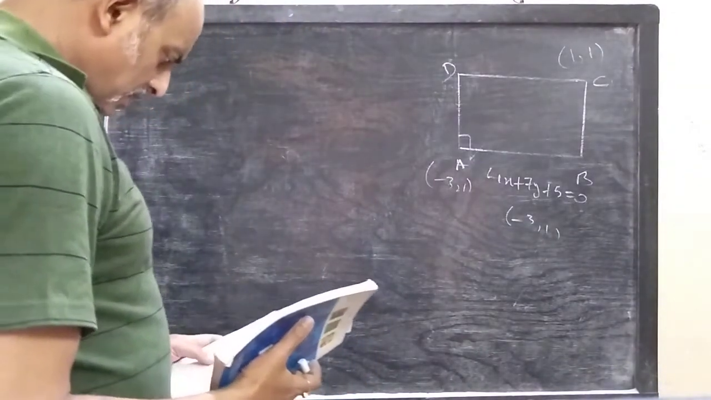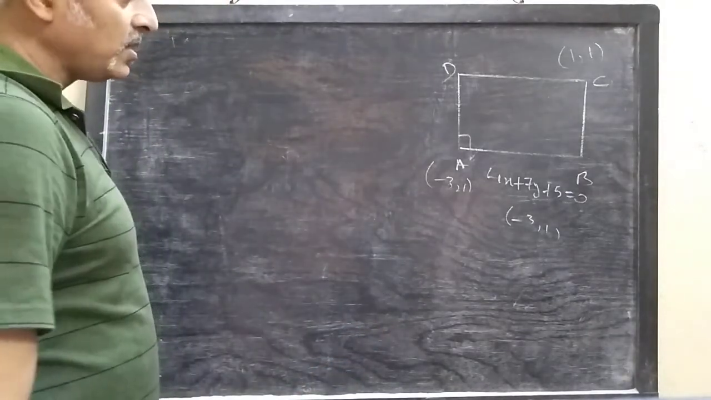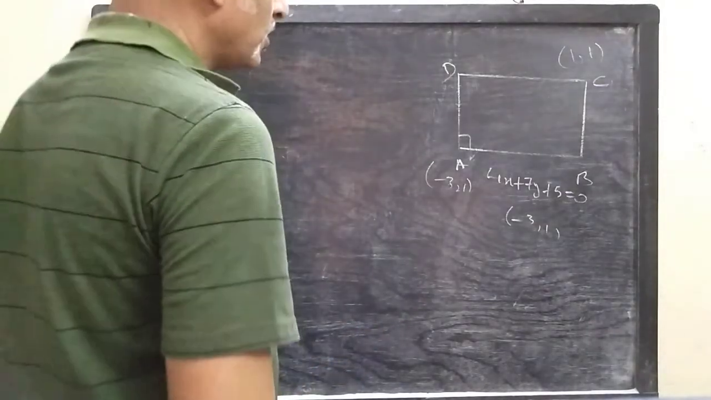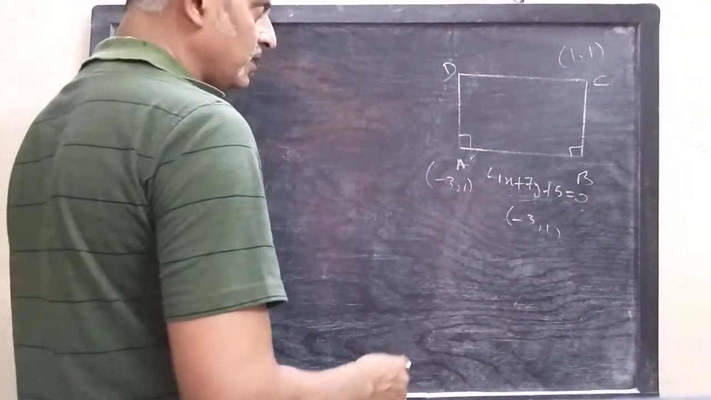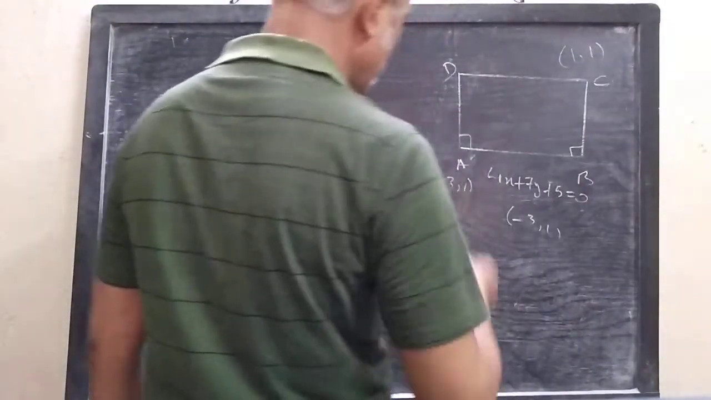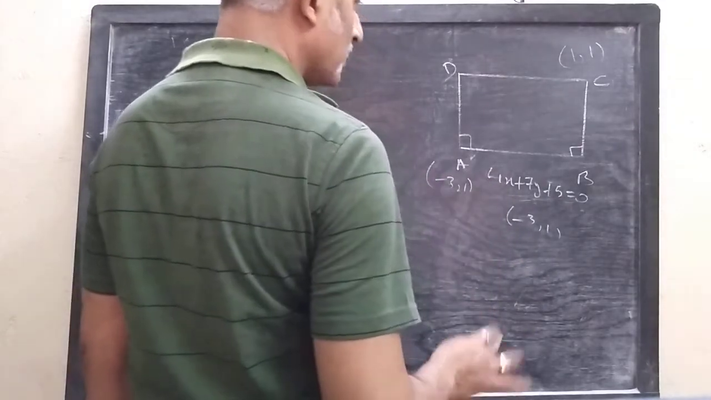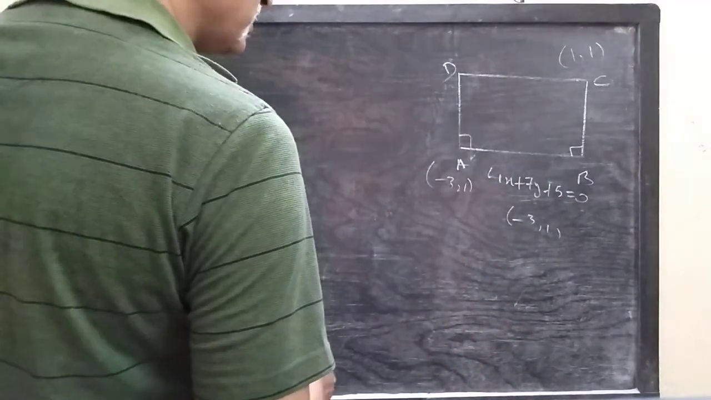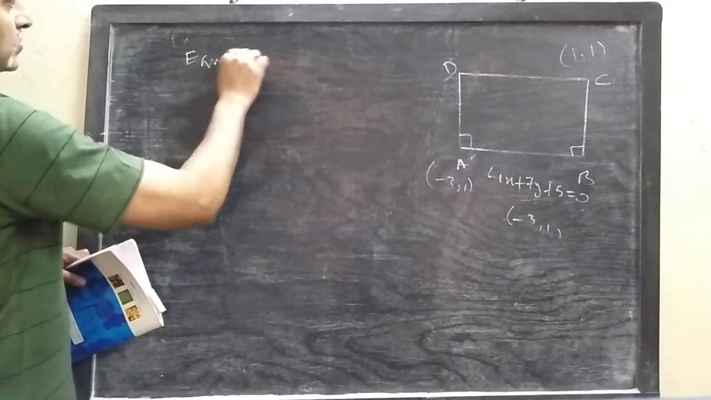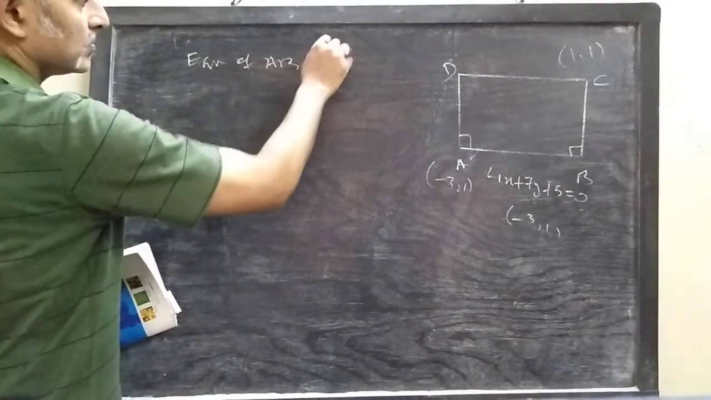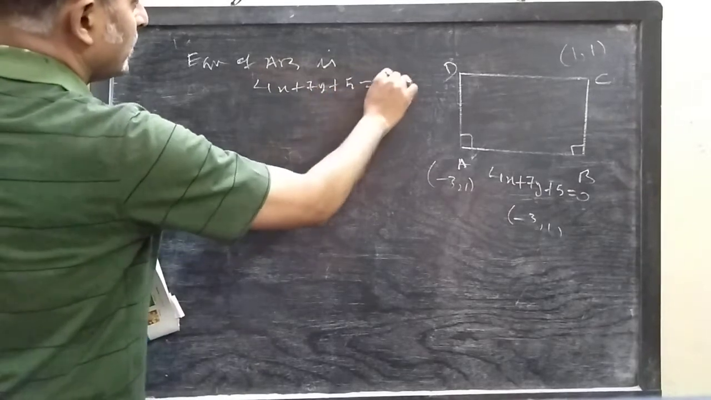Now you are asked to find the equation of the other three sides. All the three sides you have to find out. Now look, BC is perpendicular to this side, this line, and it passes through C. You can find BC. AD is perpendicular to this side and it passes through A. You can find AD. Just find them first, then we will find BC. Equation of AB is 4x plus 7y plus 5 equals 0.